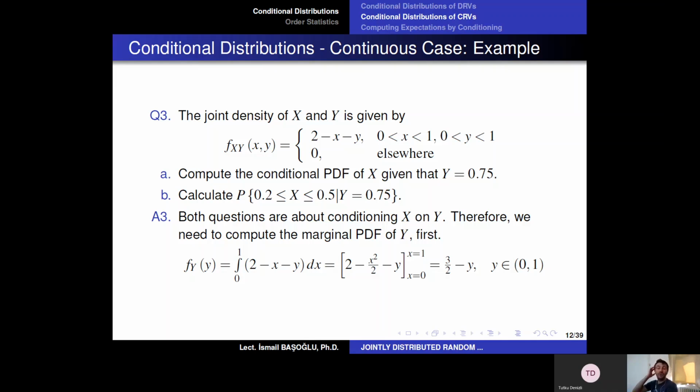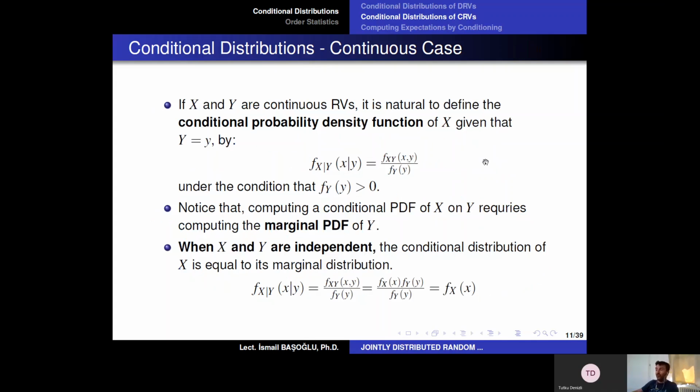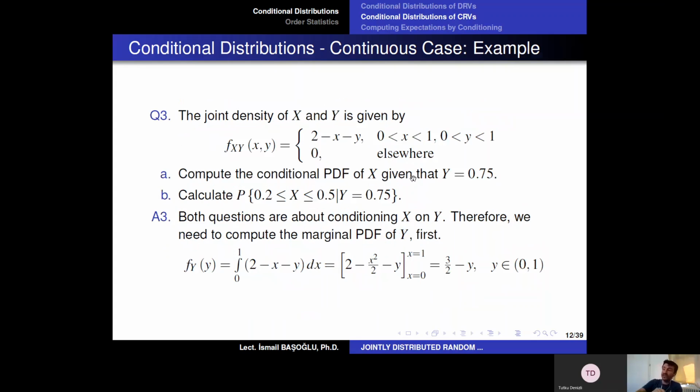Now, in order to answer such a probability question, first we need to determine the conditional probability density function of x under the observation of y to be equal to 0.75. And according to our formulation here, the conditional PDF of x on y requires the marginal PDF of y to calculate. So let us calculate the marginal PDF of y.